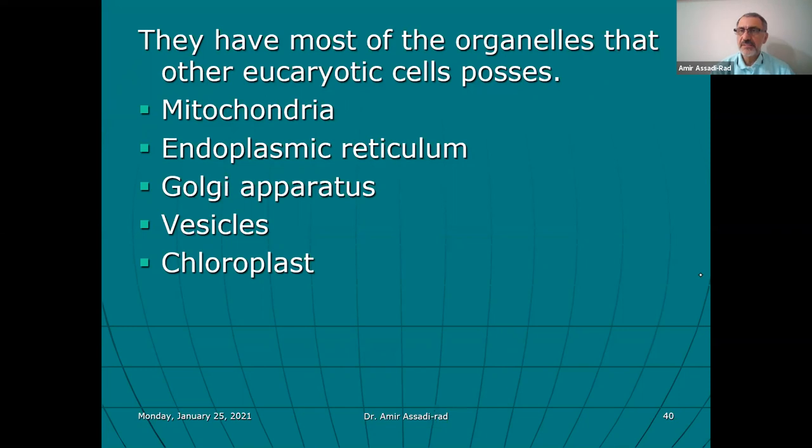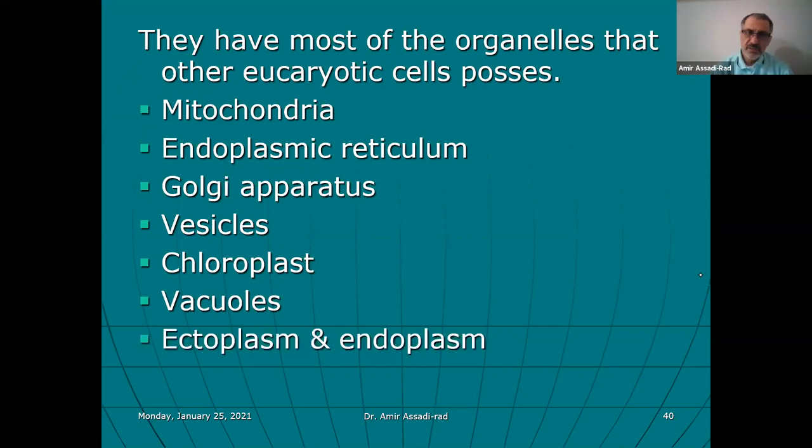Chloroplasts, they do photosynthesis. As I said, some of the organisms in this phylum have chloroplasts. In Bio 1, you learned chloroplasts are where photosynthesis takes place. Vacuoles, some of the species have vacuoles. They store waste material, they store water, they store food, nutrients. That's the function of vacuole.